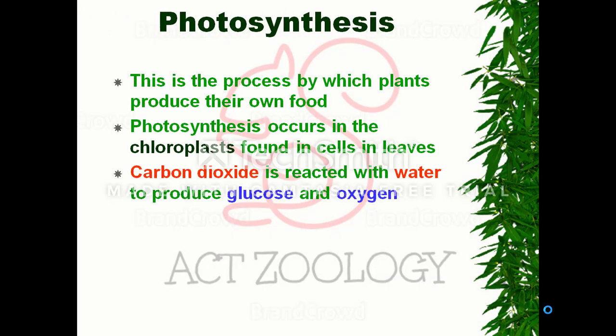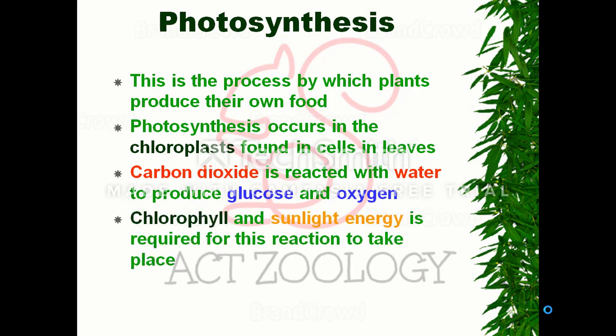Photosynthesis is one of the important processes in plants. This is the process by which plants produce their own food material. Photosynthesis occurs in the chloroplasts found in the cells in the leaves. Carbon dioxide reacts with water to produce glucose and oxygen.